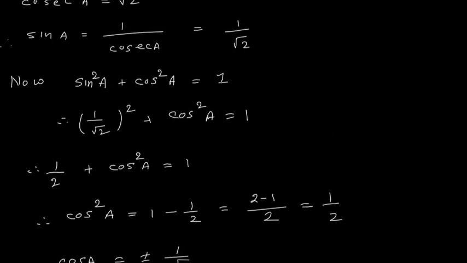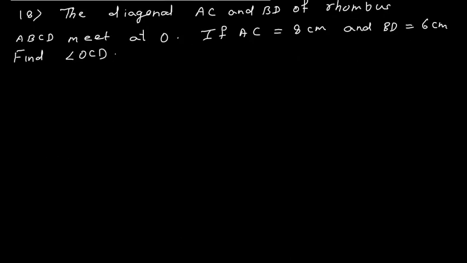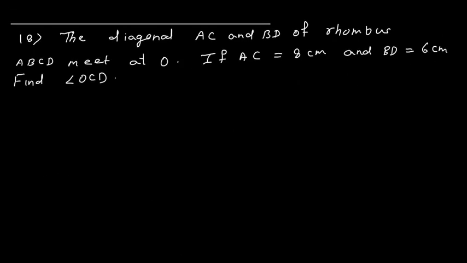Easy. Now let us move to the next question. The diagonals AC and BD of rhombus ABCD meet at O. So let us first draw a rhombus. ABCD is a rhombus. Rhombus means all sides are equal. So this is our rhombus.